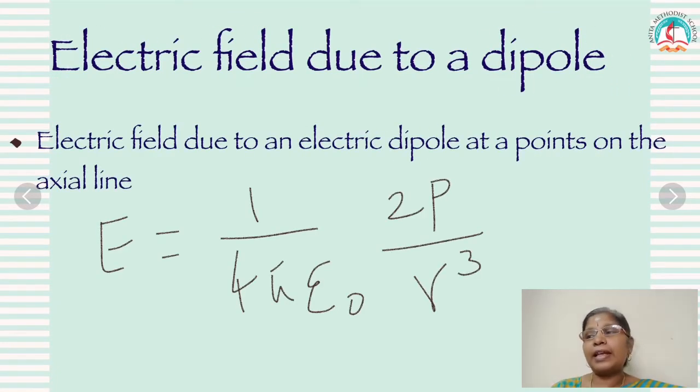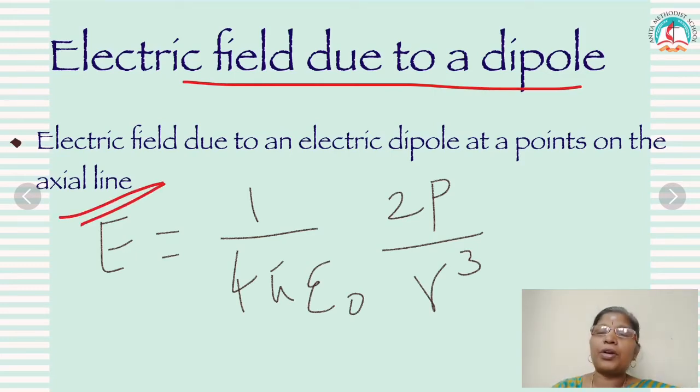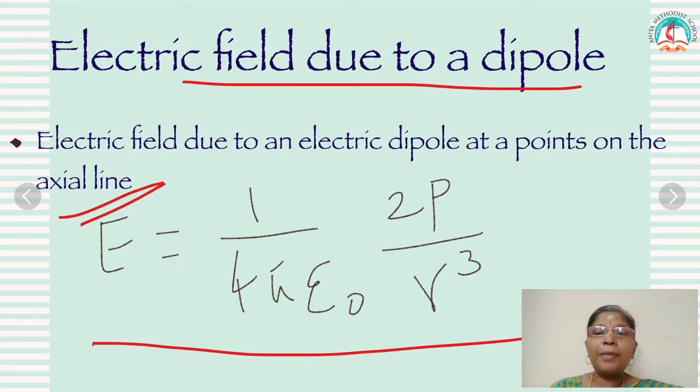The next is the electric field due to the dipole. Along the axial line, when calculating the value of the electric field, E is equal to 1 by 4 pi epsilon 0 into 2p divided by r power 3.